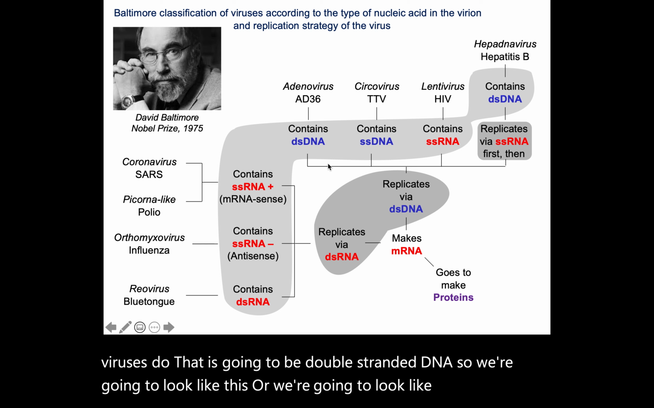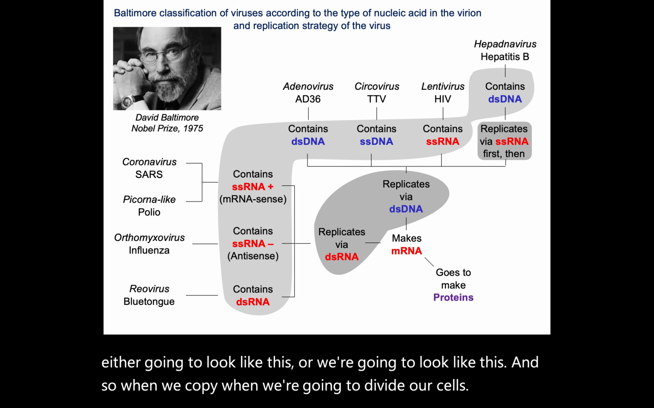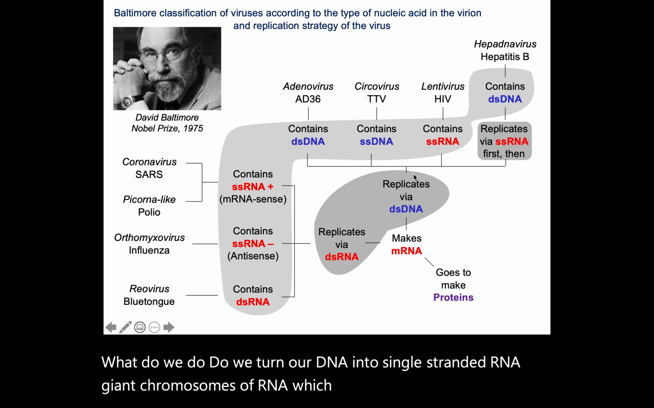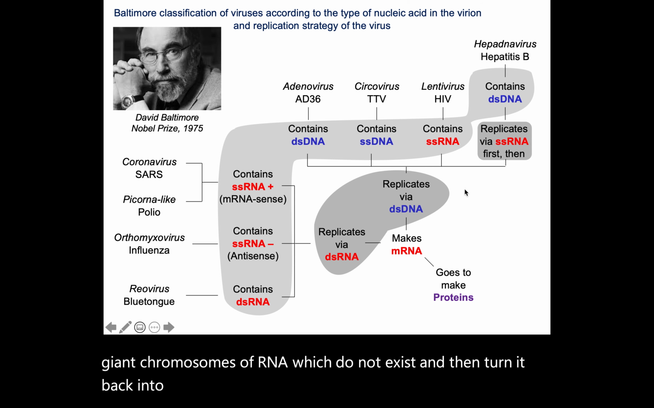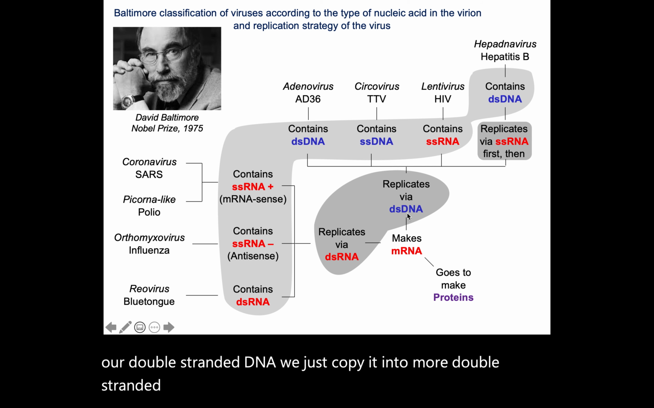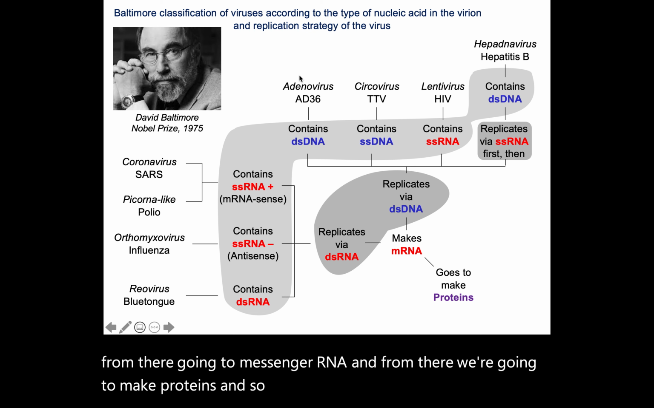And so when we copy, when we're going to divide our cells, what do we do? Do we turn our DNA into single-stranded RNA, giant chromosomes of RNA, which do not exist, and then turn it back into DNA? No, because we're not like a hepatitis B virus. We take our double-stranded DNA and we just copy it into more double-stranded DNA during S phase of the cell cycle. And then from there we're going to make messenger RNA, and from there we're going to make proteins. And so human beings are like an adenovirus.